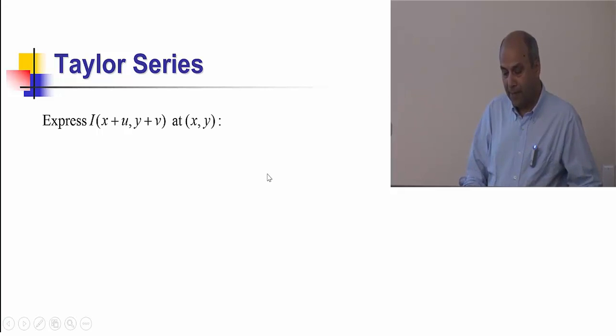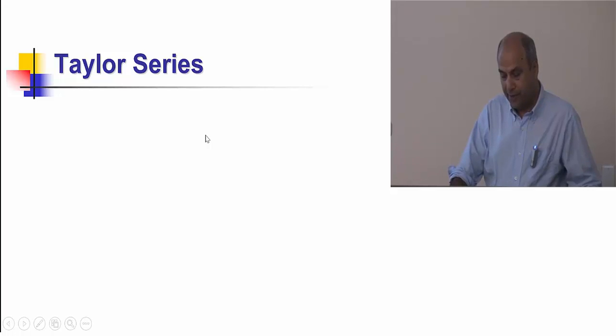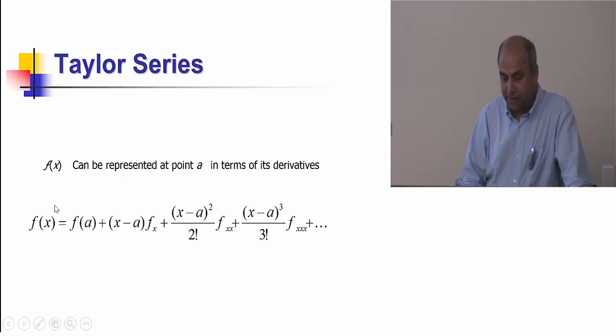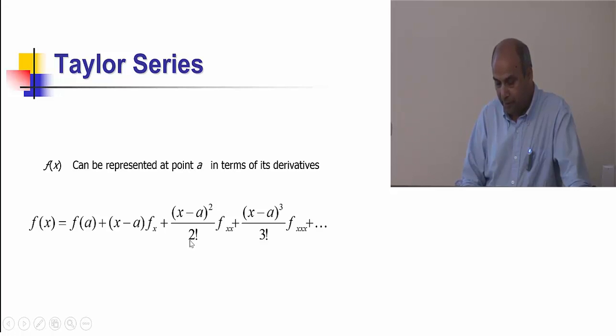So we want to find the Taylor series of this at x, y. As you saw here, the formula finds the Taylor series at a. The first term is the value of the function at a, then x minus a times the first derivative of f, then x minus a squared divided by 2 factorial times the second derivative of f, then x minus a cubed divided by 3 factorial times the third derivative of f, and so on.